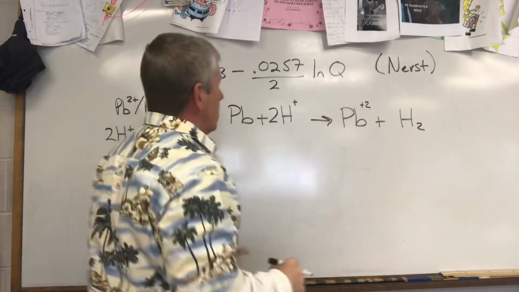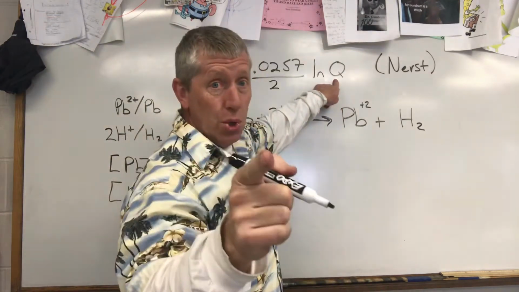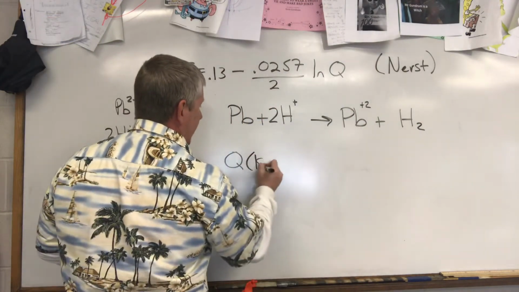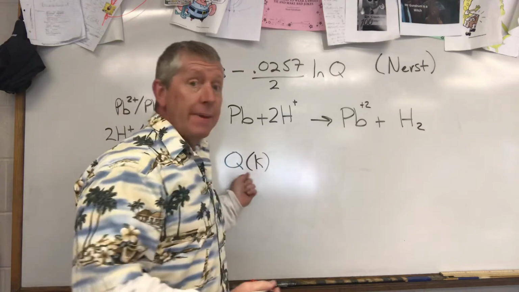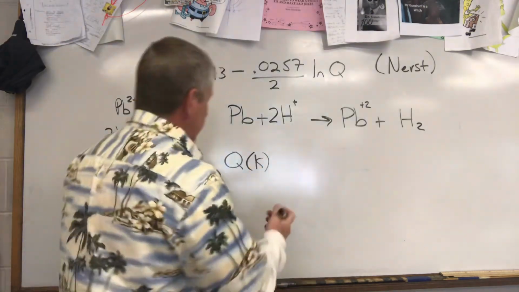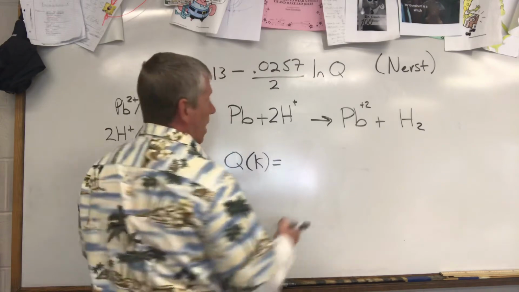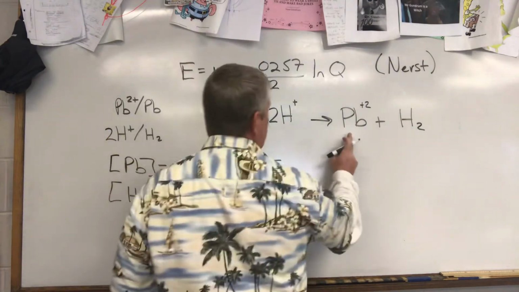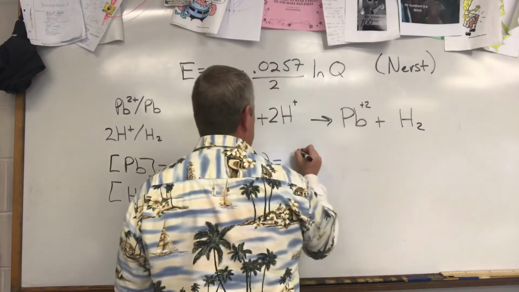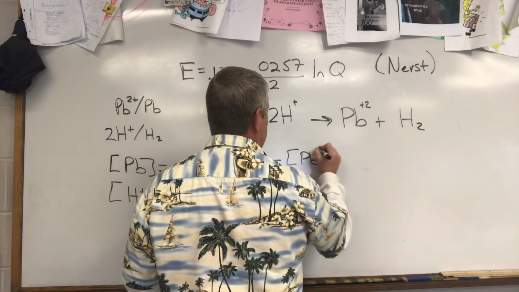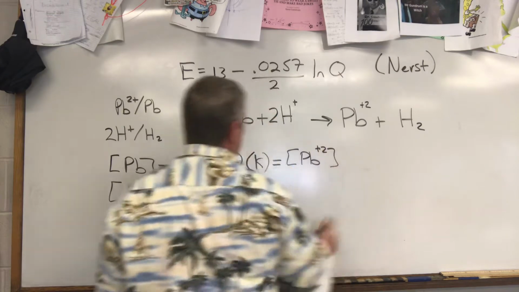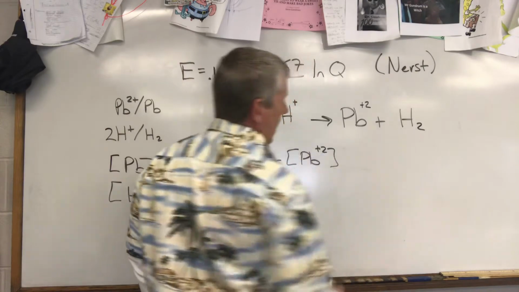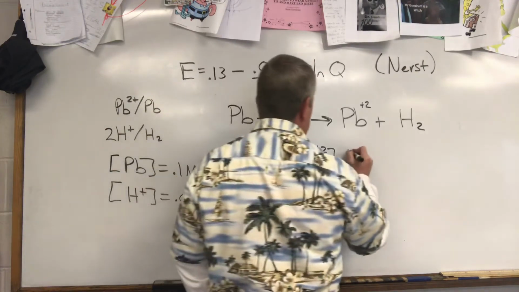Now I need the natural log of Q. Remember, Q is like K. It's not K. K is at equilibrium. Q is at the beginning of a reaction. But they're done the same way: products over reactants. Products: lead ion. And what about hydrogen gas? Yeah, that goes in.